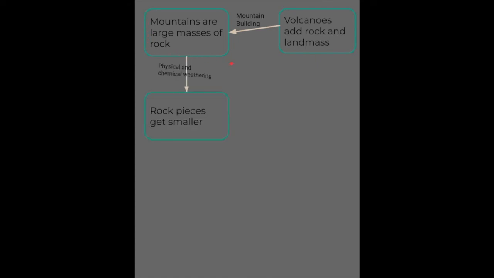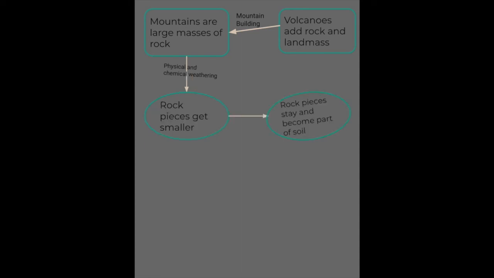We have these big mountains, these masses of rocks that are called mountains. Now something called physical and chemical weathering occurs. With physical and chemical weathering, either by rubbing or different chemicals that are found in nature, it can cause these big pieces of rocks to break down into smaller pieces.